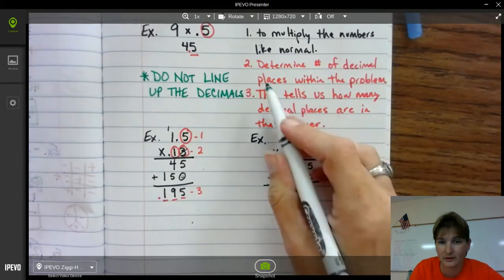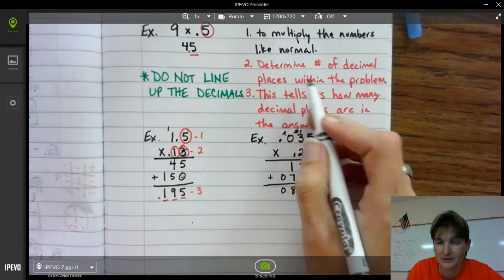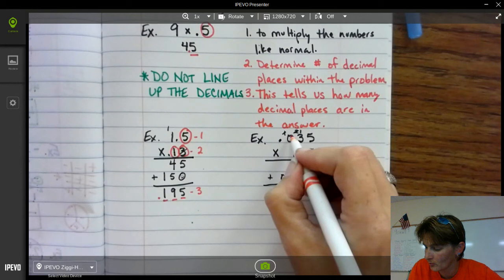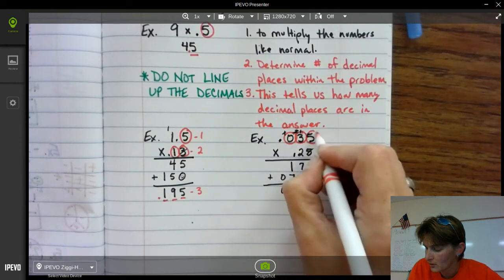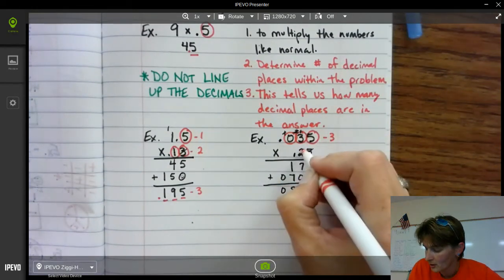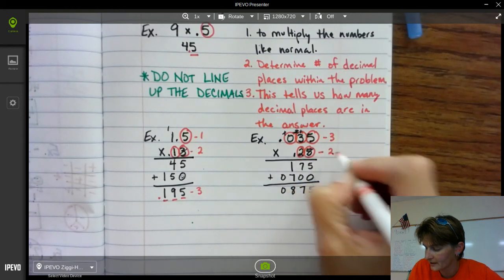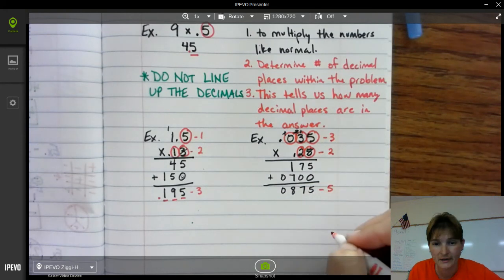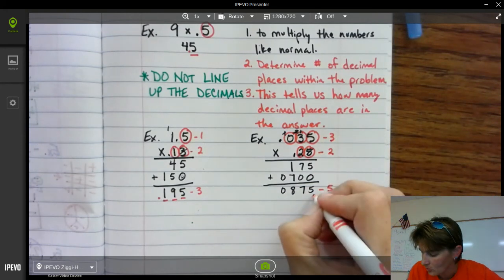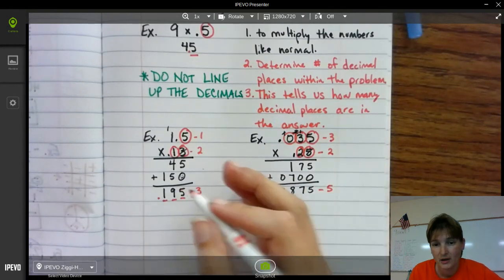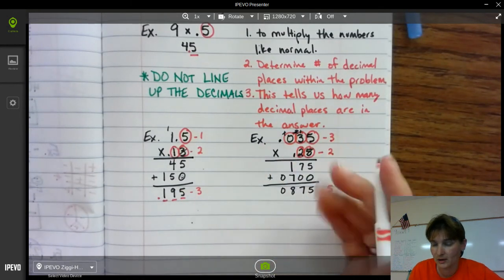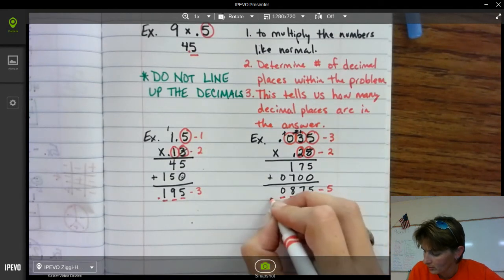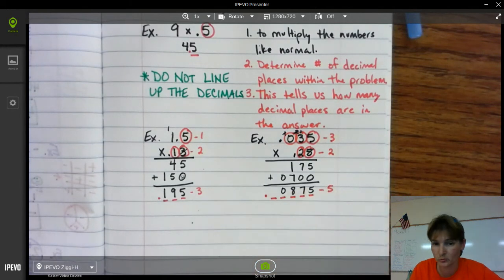And then the second step is to determine the number of decimal places within the problem. We have 1, 2, 3 with the first number. We have 1, 2 with the second number. So I need a total of 3 plus 2, which is 5 in the answer. I'm going to count this out, starting from right and going left. It just helps me with knowing the number of decimal places. So we have 1, 2, 3, 4, 5, and then I would need a decimal.